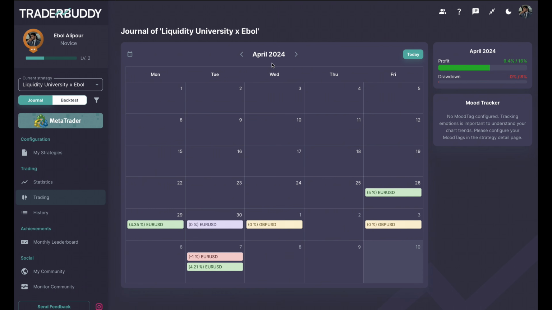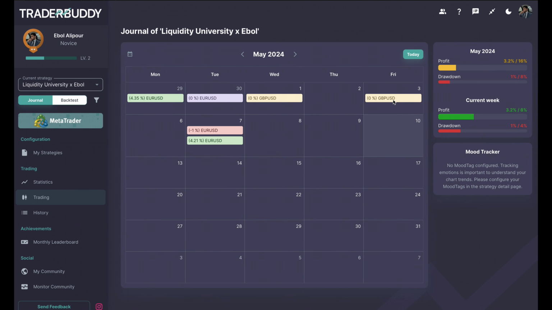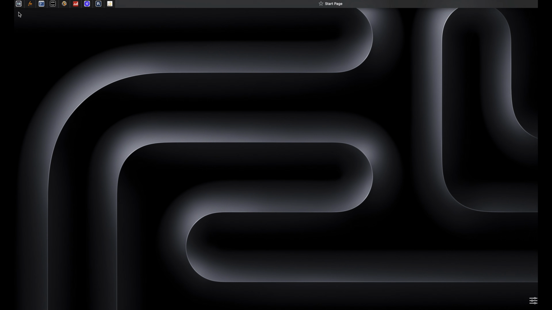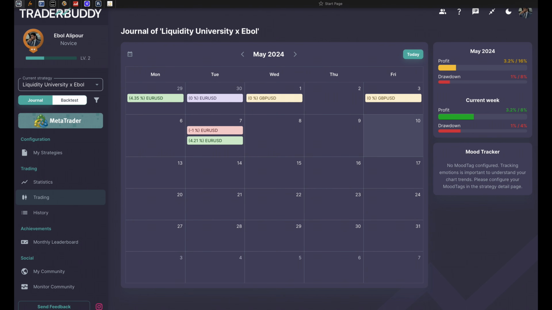As you can see in April, in just these two trading weeks, I hit 9.4% out of 16% of my monthly target, without any drawdown. And currently I'm in May. Today is about the 10th, and currently I'm at 3.2% profit.